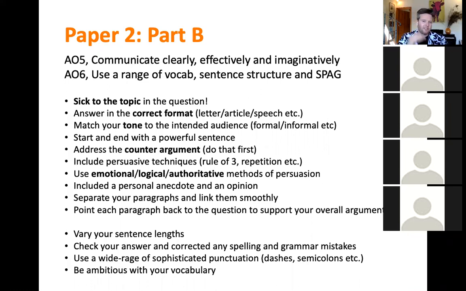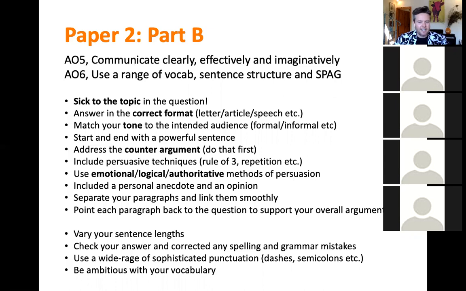Make sure you separate paragraphs as well. Make sure that your letter or speech or whatever is clearly formatted and laid out properly. And make sure each paragraph points back to the question to support your argument. Sometimes you might go a bit off tangent, that's fine. Bring the next paragraph back to the question.